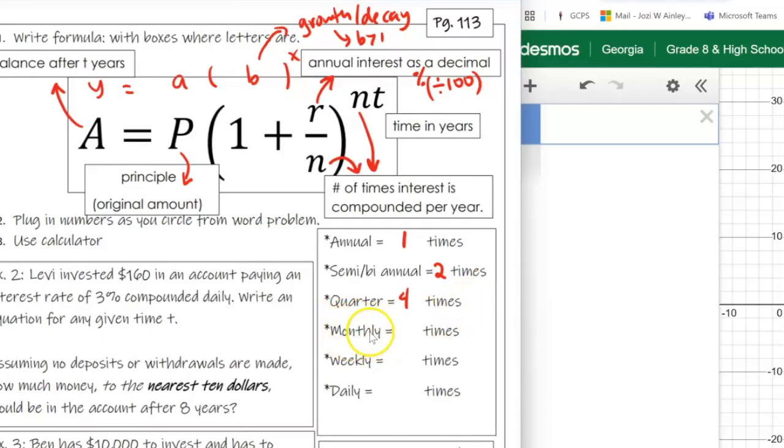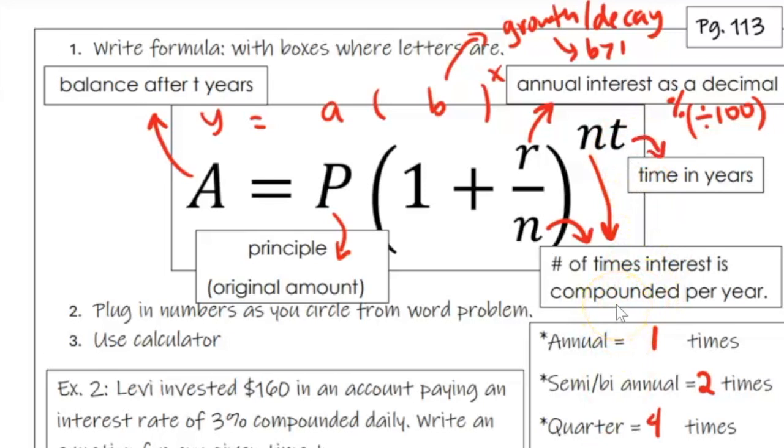Okay, what about monthly? How many months are there in a year? There are 12 months. So this will be compounded 12 times. What about weekly? How many weeks are there in a year? There are 52 weeks. And I'm going to go ahead and let you fill out the daily. So daily, how many days are there in a year? That'll be the number of times it's compounded. All right, so that's what N is. It stands for how it's compounded. And then finally, T is the time in years.